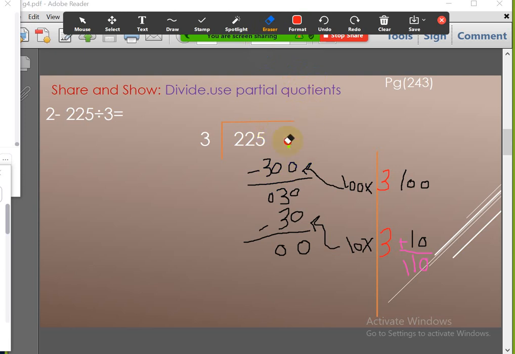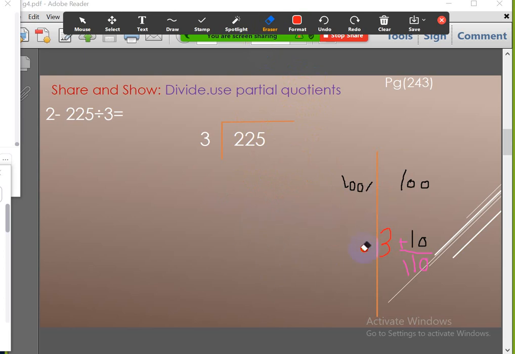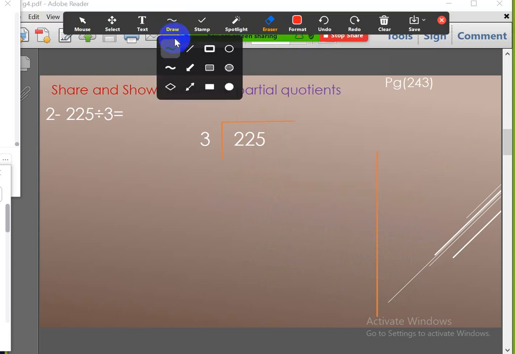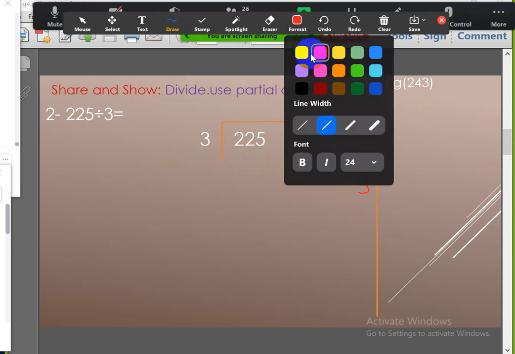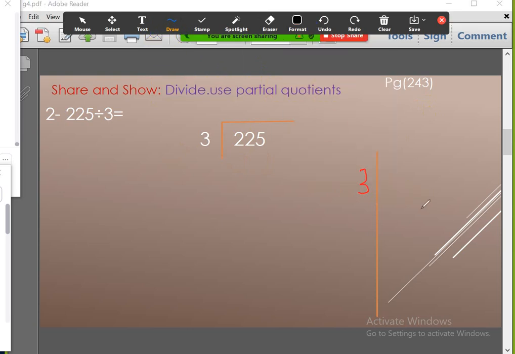Okay, I want to find the quotient for this division, 225 divided by 3. Which number will I choose? Of course, in partial quotient, I will take the divisor 3 and multiply it with a number and subtract this number from the dividend. So which number will I choose to multiply with 3? It will give me a number closer to 225.